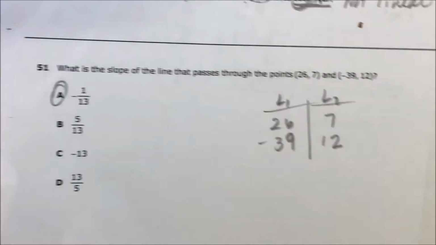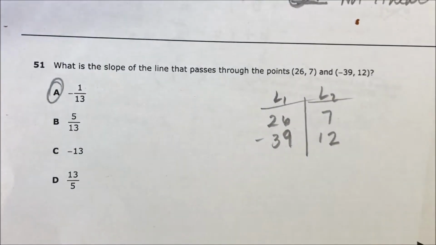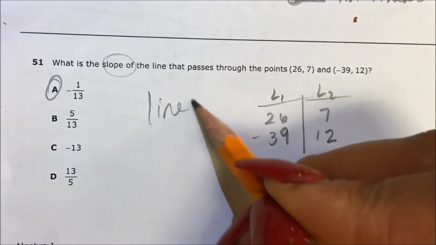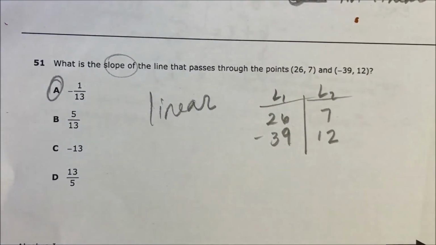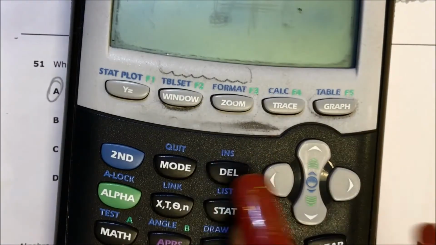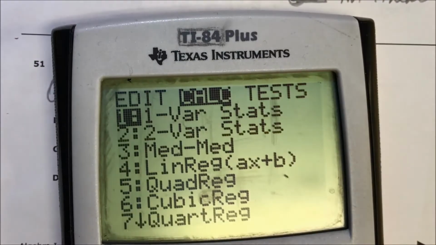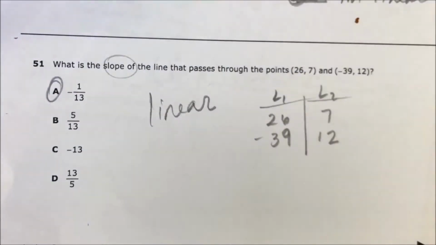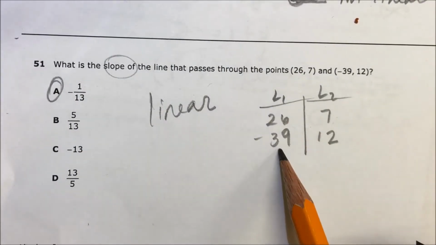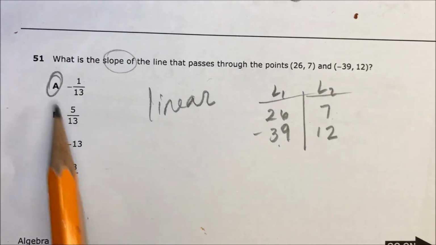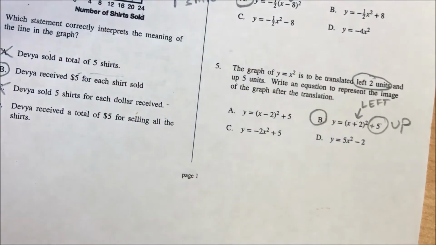Let's talk about 51. What is the slope of the line? Very simple. I have 2 points. Whenever it says slope, we know that this is a linear problem, so we're going to do a linear regression. The linear regression would be number 4 when you press stat and calc. And remember, you have to put your x values in list 1, your y values in list 2. When you do that, it gives you the answer as A. Number 52.